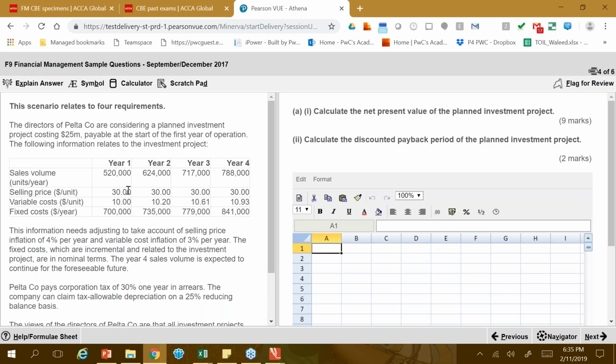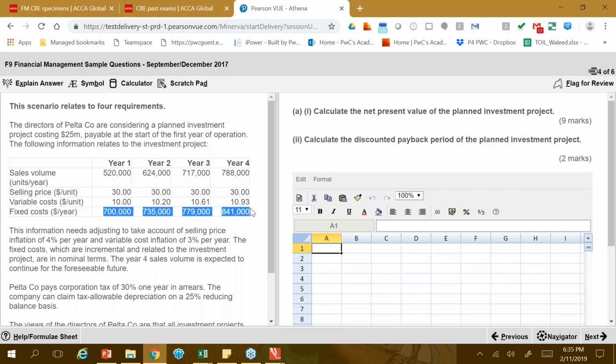So again, there will be two different treatments of inflation that I will show you here. And then I've got fixed costs per year, which are in total terms dollars per year. This information needs adjusting to take account of selling price inflation of 4% and variable cost inflation of 3%. So I will need to adjust the selling price by 4%, variable cost by 3%. The fixed costs, which are incremental and related to the investment, are in nominal terms. That means I do not need to inflate the fixed costs. They are already in nominal terms.